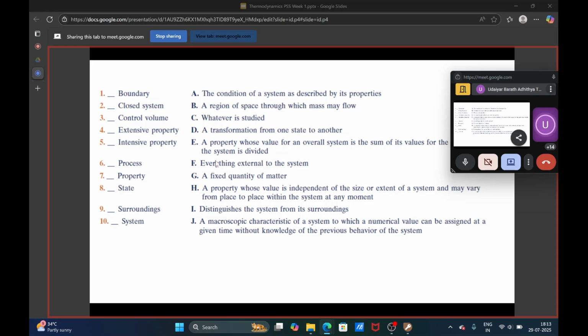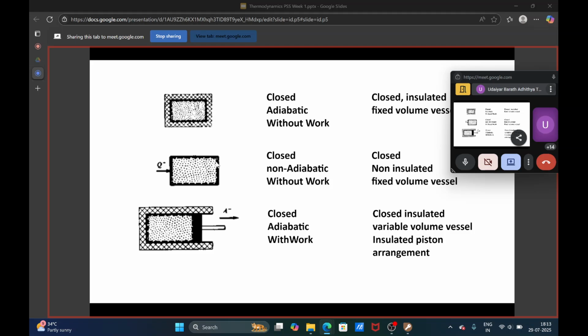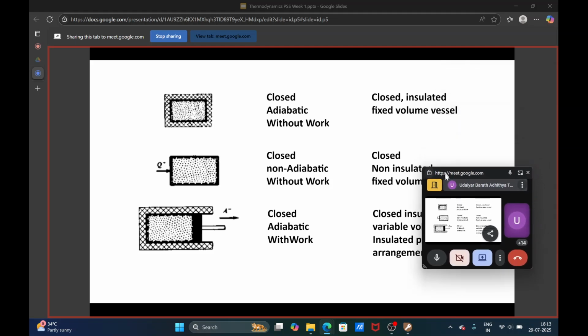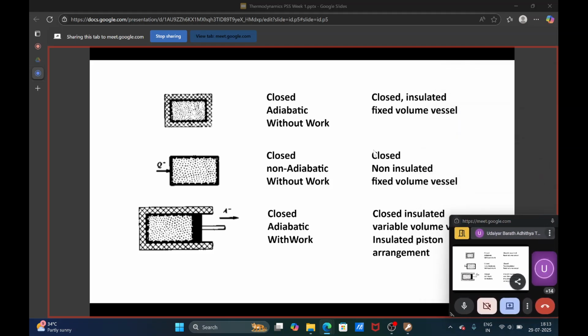So I hope everyone got it right. So a few examples we'll see of types of systems. Here we have an example: an insulated, fixed volume, a closed insulated fixed volume. So here is an isolated system.